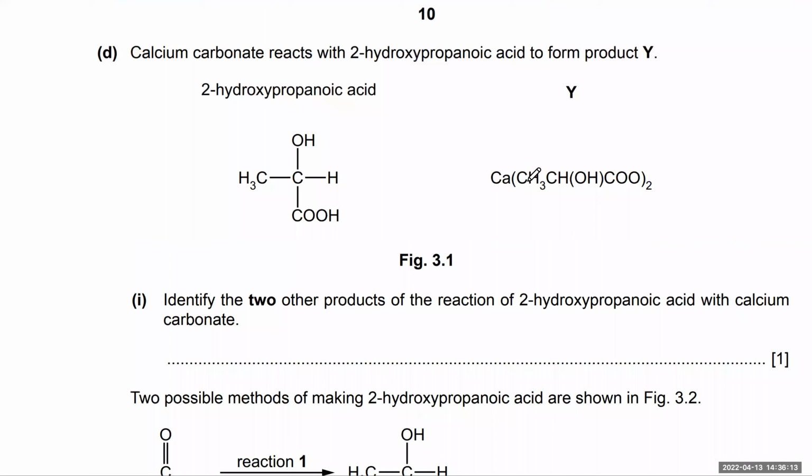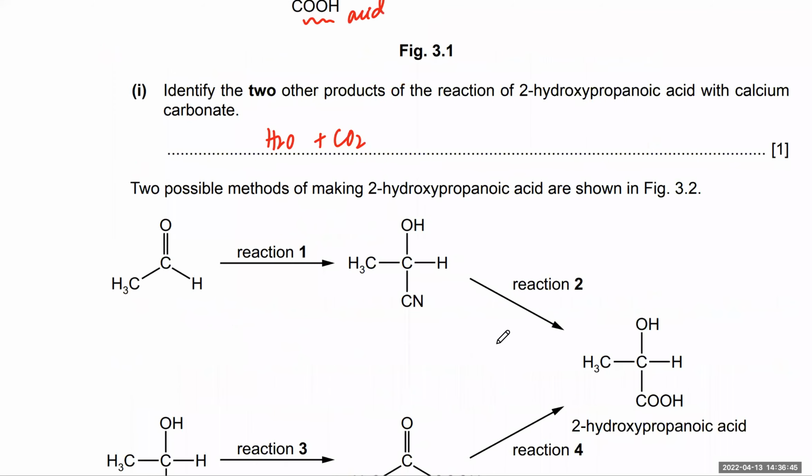Next one is now about redox. Actually, I'm saying redox, but this is organic. Calcium reacts with 2-hydroxypropanoic acid to form product Y. Identify the two other products. So he's talking about calcium carbonate. This is a carboxylic acid. So what happens when an acid reacts with a carbonate? It produces a salt, which they've already said is getting produced, and it's going to produce water and carbon dioxide. So these are the two other products that are going to be formed.